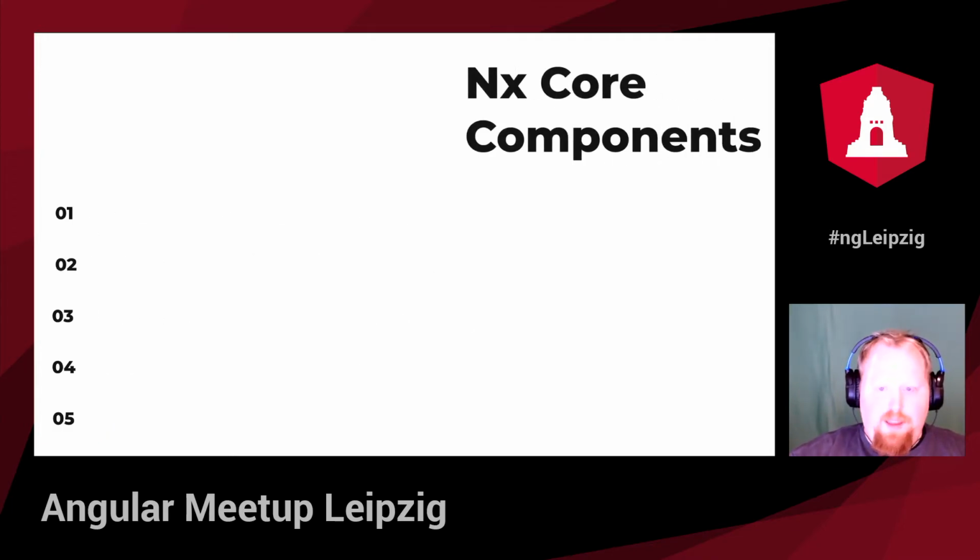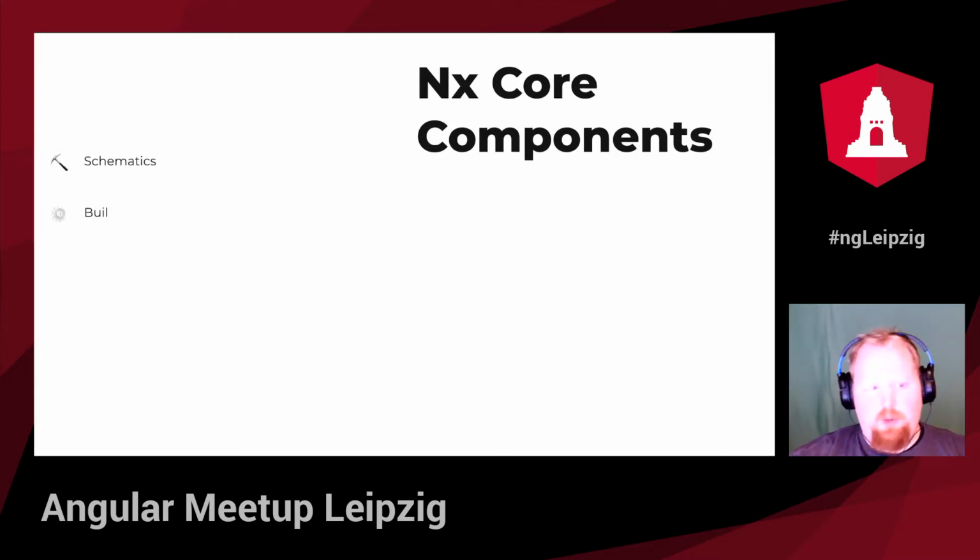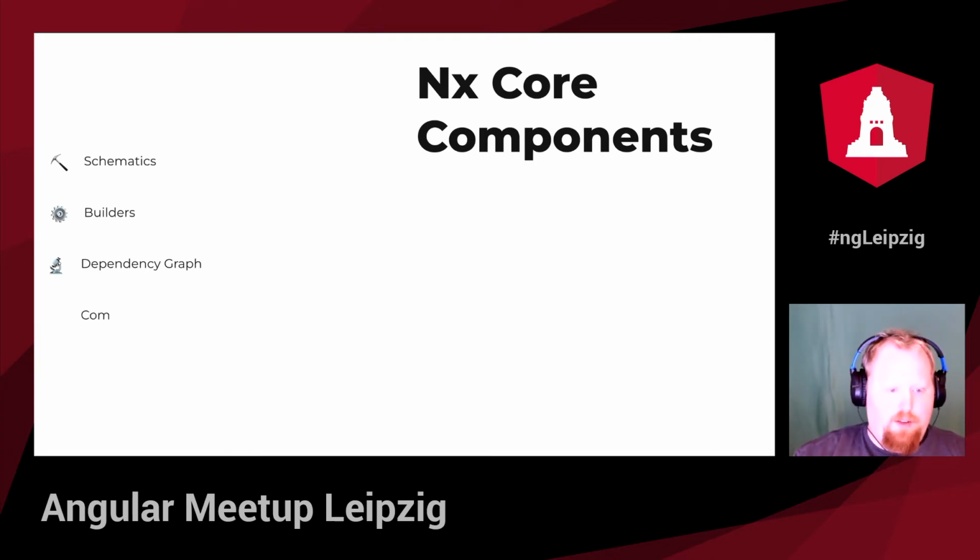So NX core components. The first 2 are ones we're probably already familiar with, schematics and builders. These are stuff that Angular brought in that we're kind of just building more on top of. So the next big tool that we have is the dependency graph, which we'll take a look at shortly. And also the next big step is computational caching, which is kind of like creating histories of the builders you've run in the past against source code. We'll take a look at that too. And also the NX console, previously called the Angular console, if you're familiar with that.